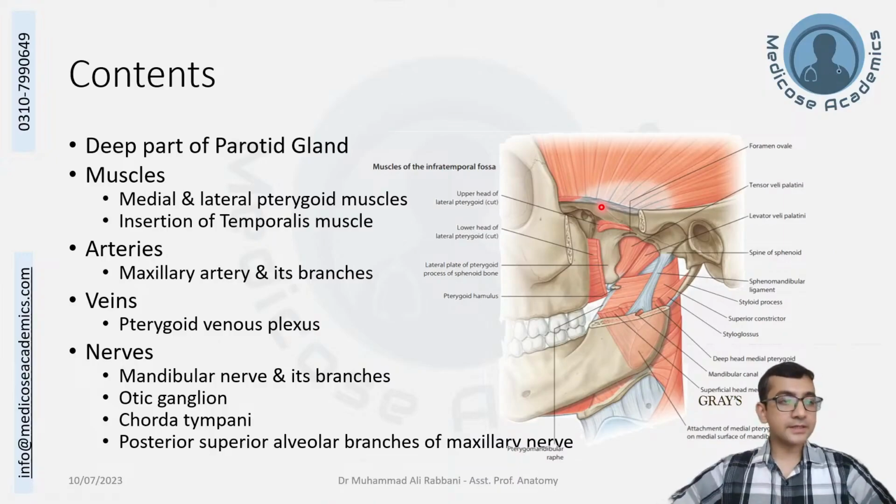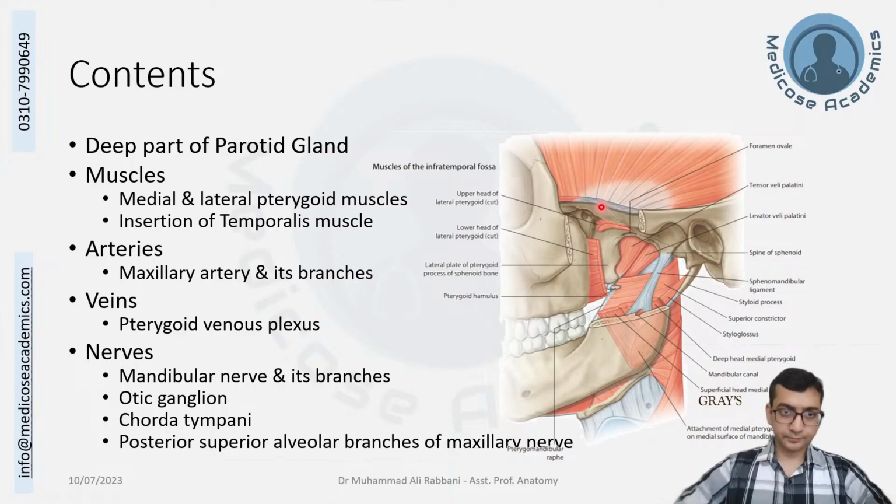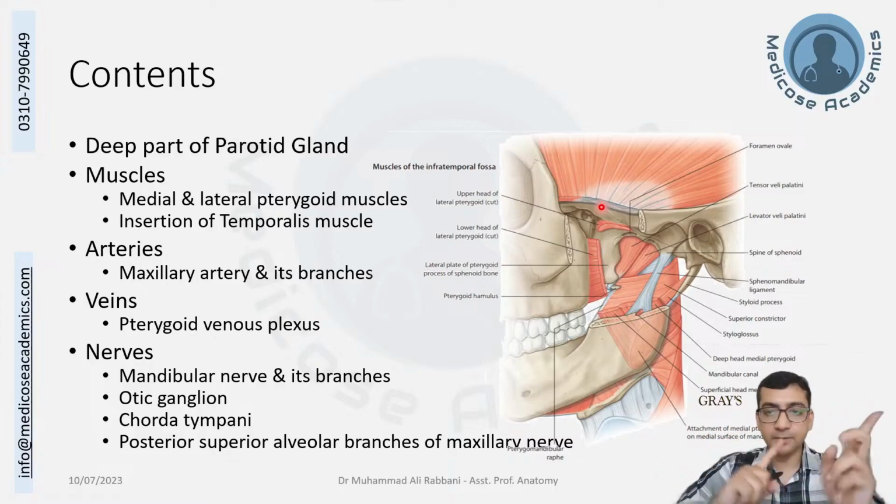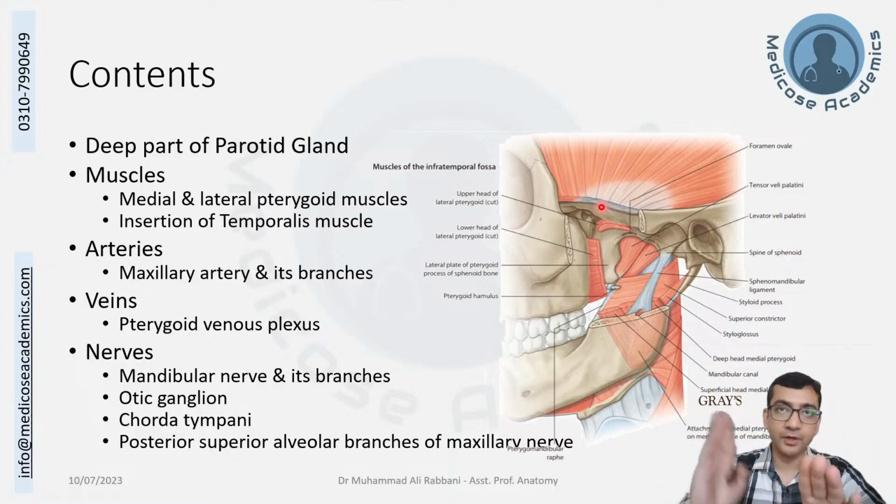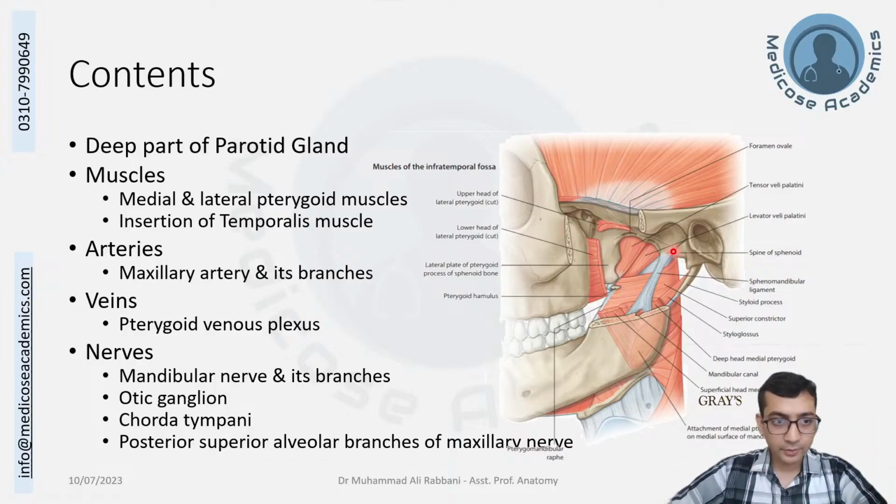In terms of contents, it's a very big topic. It contains the deep part of the parotid gland. The deep part here, I mean the part that was passing behind the ramus of the mandible and in front of the mastoid process and going inside. It contains those parts of the parotid gland.